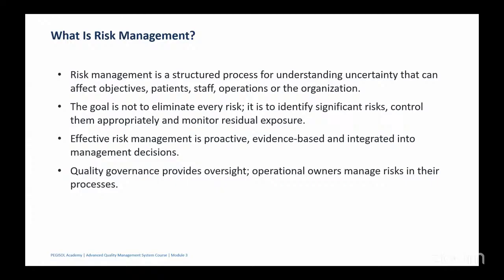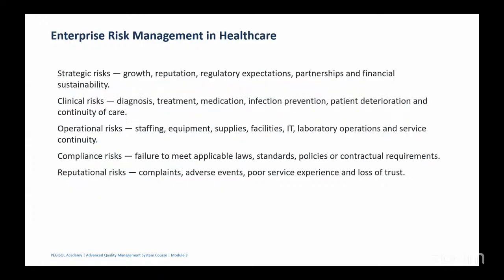So quality governance provides oversight. Operational owners manage risk in their process. While the quality governance is providing oversight, the operational owner should be able to manage the risk in their work processes. To every process, there is risk. Even to the SOP you are trying to implement, there is risk. That's why when you are writing an SOP, before you implement it, you look at the risk. What is the risk of implementing this SOP? Operational owners should manage the risk in their processes. So that's what we call enterprise risk management in healthcare.